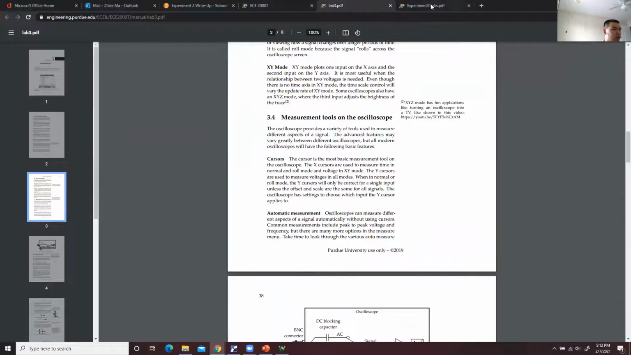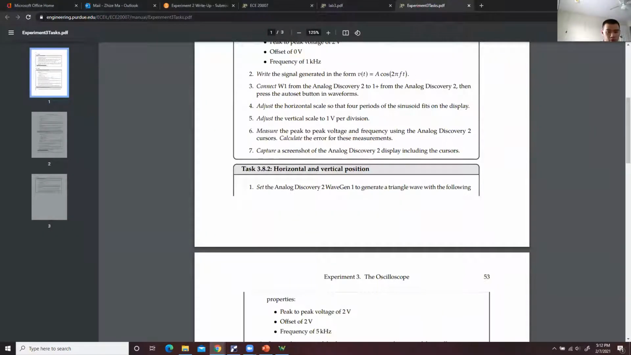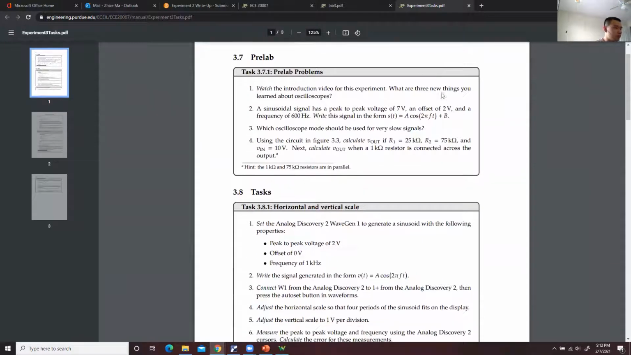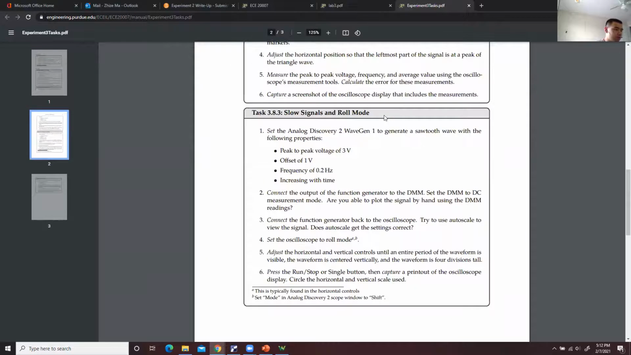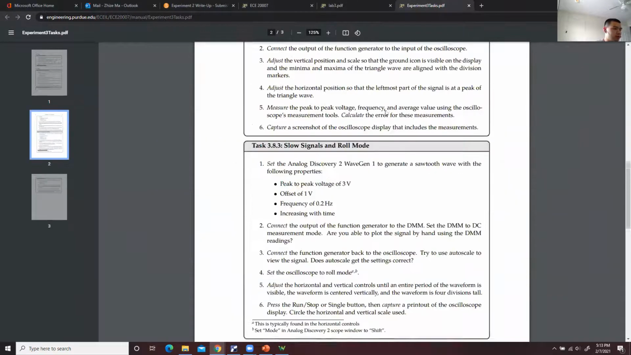Okay, so let's directly go to the tasks you're going to do for today's lab. Generally there are 4 tasks. The first 3 tasks are kind of similar.